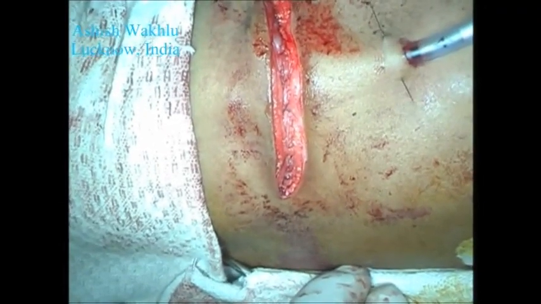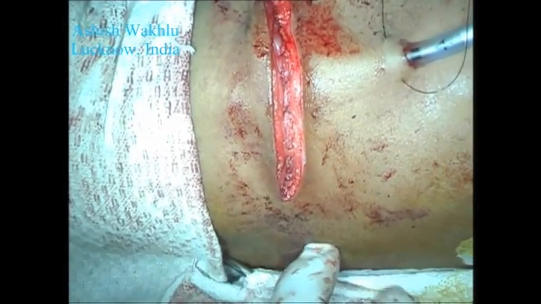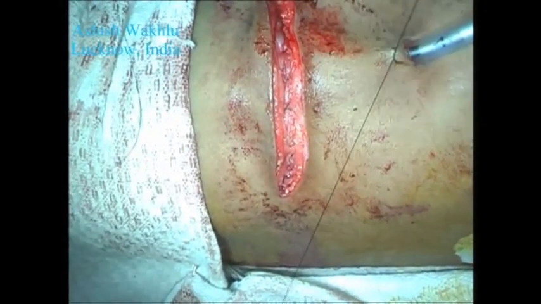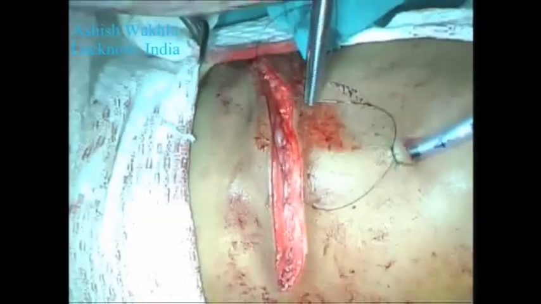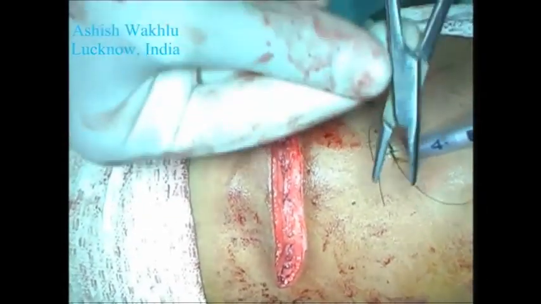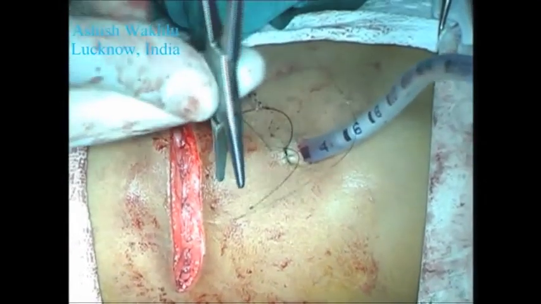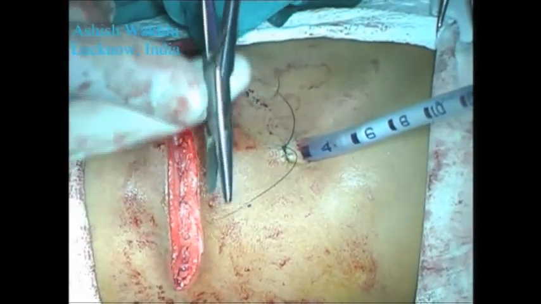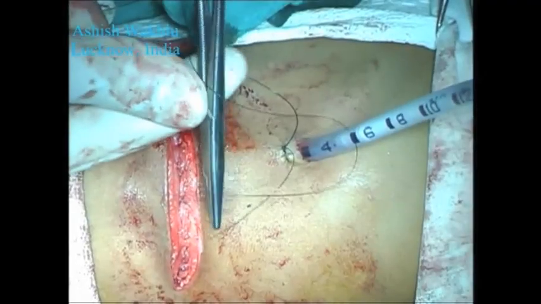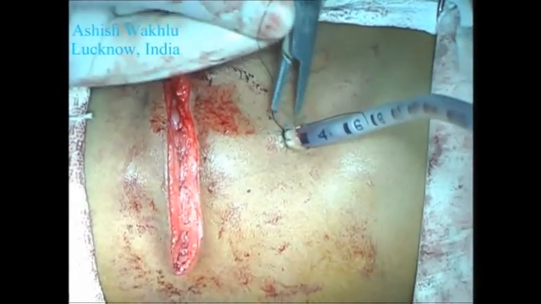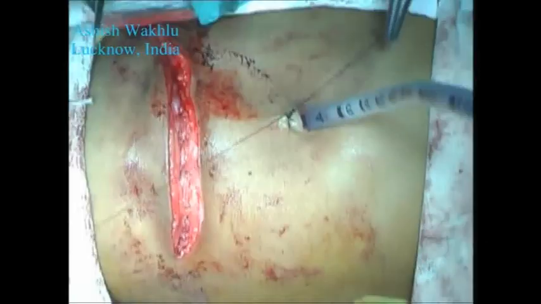The intercostal drain was secured to the skin and the skin was closed using 3-0 nylon sutures.